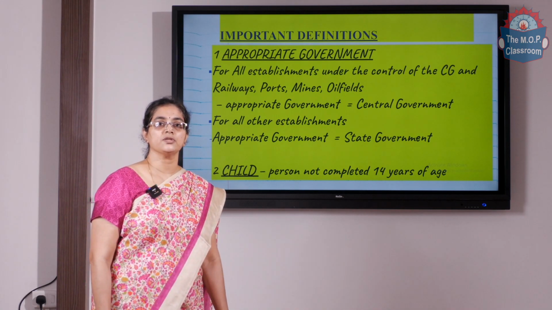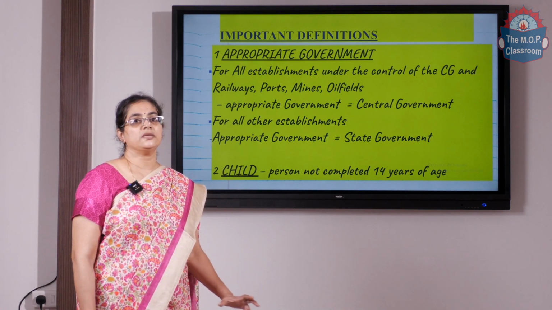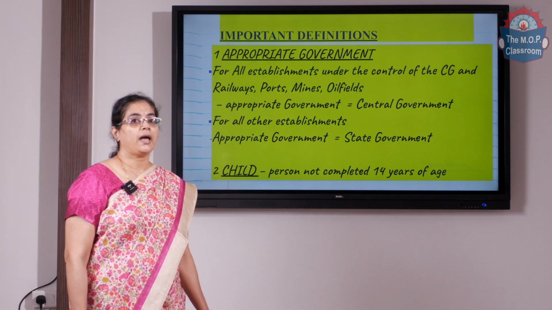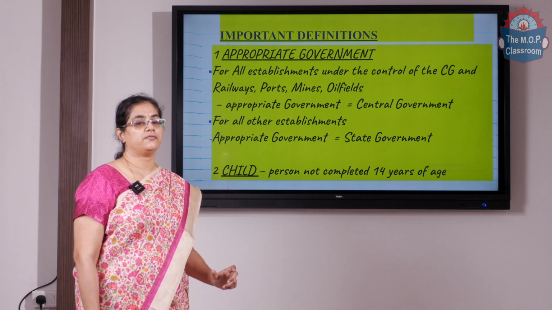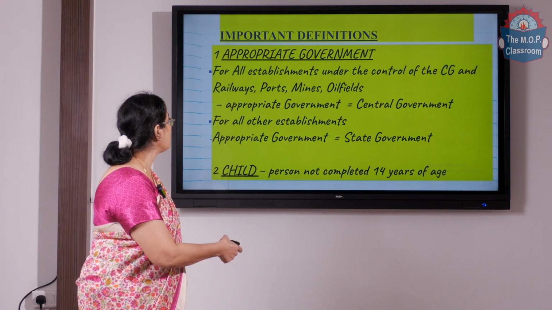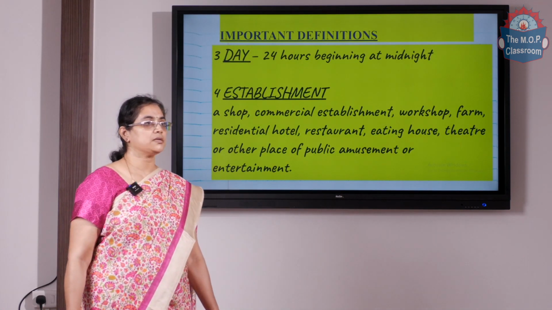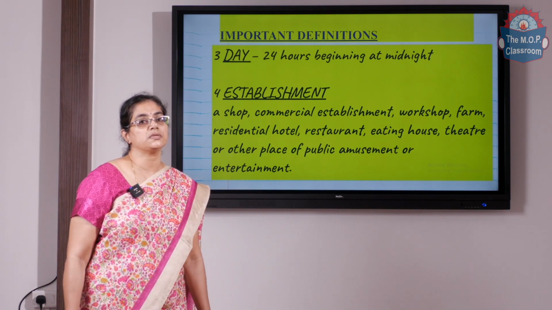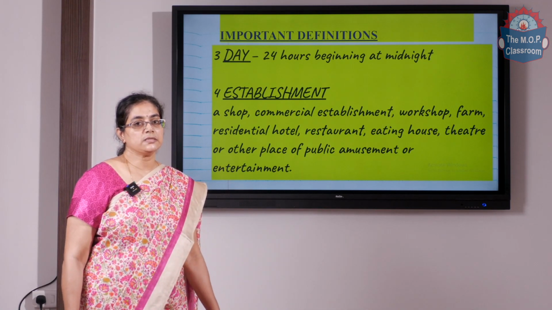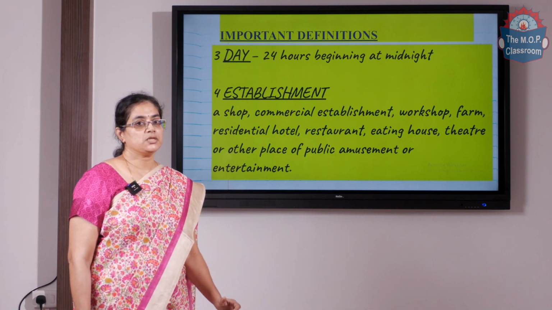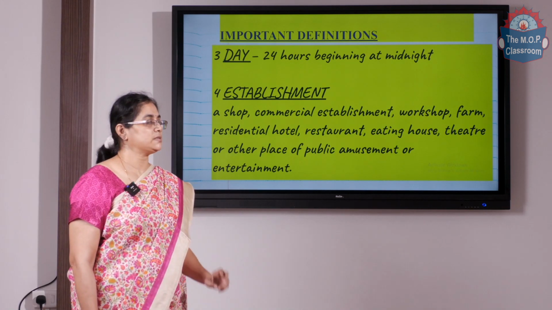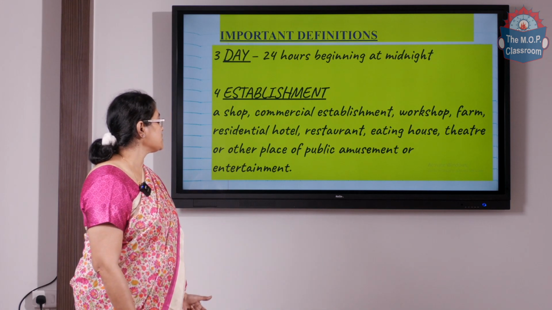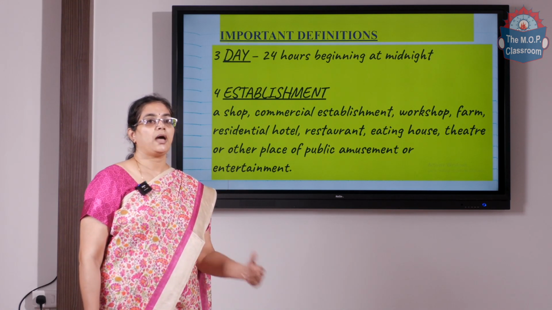The second important definition that we have to look at is who is a child. A child is a person who has not completed 14 years of age, and a day, as per the definition of the Act, will include a period of 24 hours beginning at midnight. And trying to define the term establishment, it includes a lot of organizations which include shops, establishments, restaurants, eating places. It includes a range of theaters and other places of public amusements and entertainments.